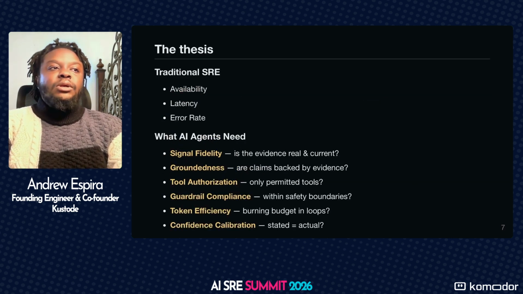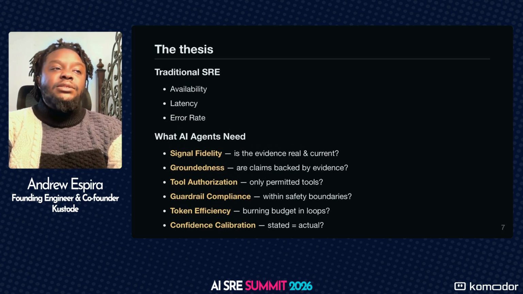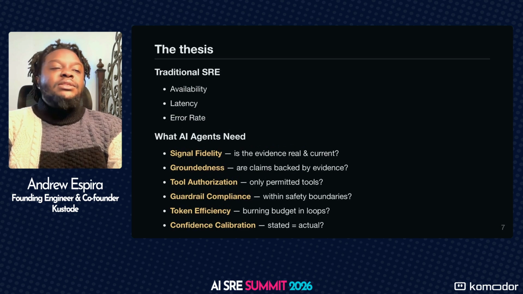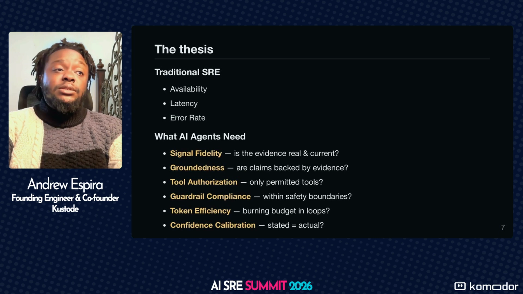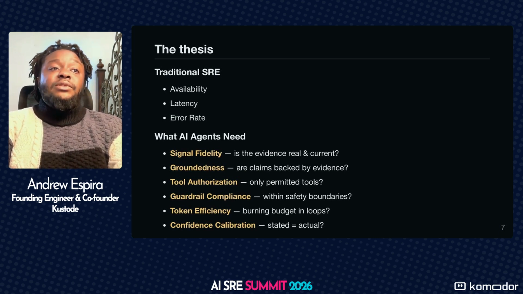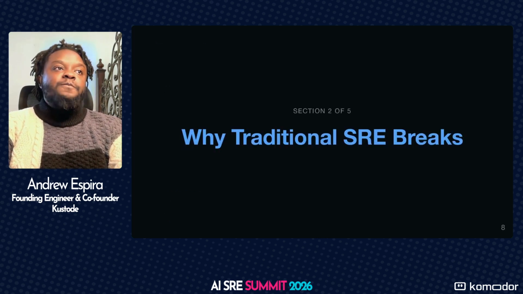So the thing is the same. Traditional SRE, we are looking at availability, latency, error rates, and all those. But then these are agents. These are not like normal microservices or API endpoints that you're just monitoring for all these performance metrics. But you want to dig deep into signal fidelity, like is the evidence real and current? Is the agent using the right data to give responses to the users, things like that.